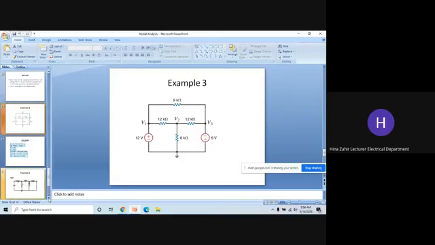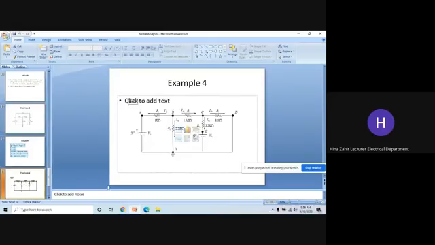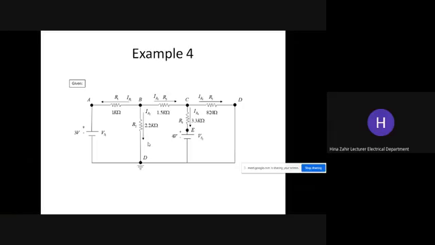Okay. This is another example. Now look at this example. We have nodes here. This is our essential node and this is our essential node. This is not an essential node, neither is this an essential node. Now, if I want to write the equation, let's say this is our V1, this is our V2. That's it. Only two nodes.